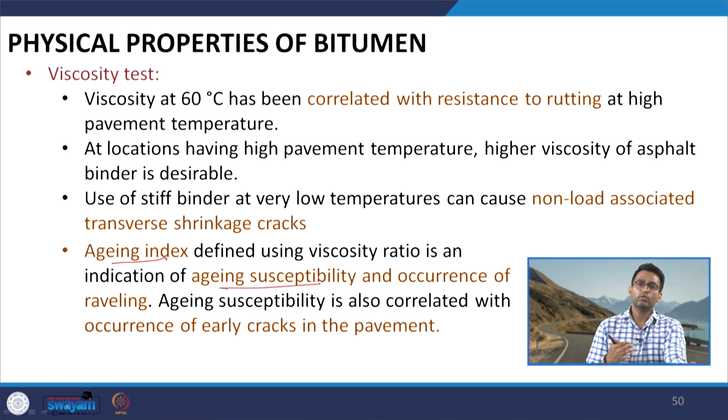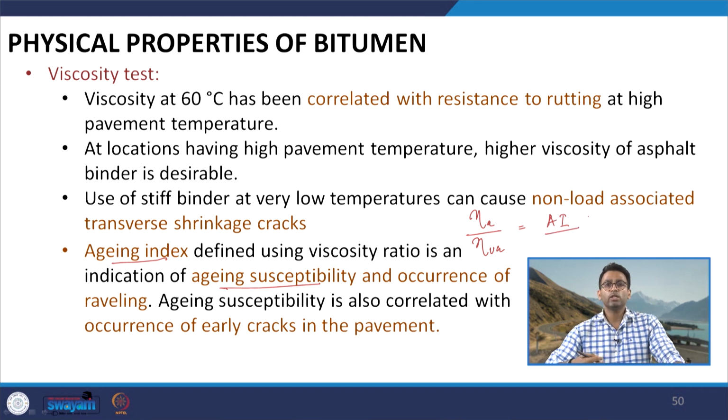Here the viscosity of the bitumen in unaged condition is first measured, then the bitumen is subjected to aging condition, and after aging we again determine the viscosity of the bitumen, and the ratio of the viscosity in aged condition to the unaged condition is denoted as the aging index. And the aging index or the aging susceptibility is also an indication of the occurrence of early cracks in the pavement. So, we want our bitumen to be less age susceptible in order to prevent the occurrence of these cracks. So, this tells us about the importance of the viscosity in relation to the actual performance of the pavement.